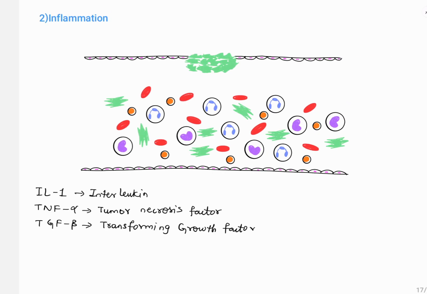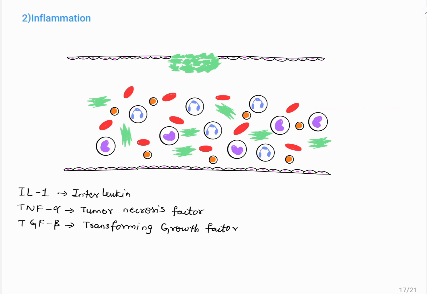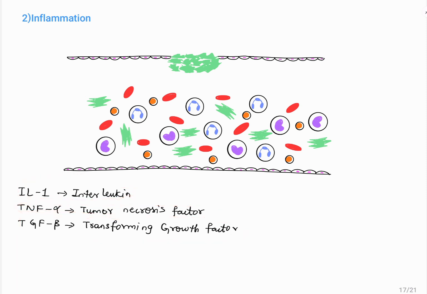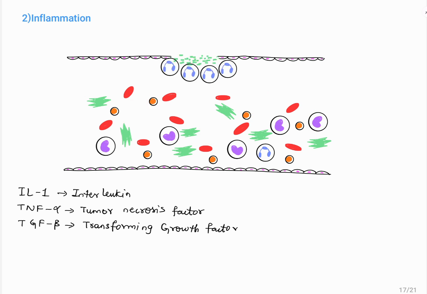Now let's come to the second phase of wound healing, which is inflammation. In the process of inflammation, the injured tissue and platelets release specific factors like interleukin 1, tumor necrosis factor alpha, and transforming growth factor beta. These factors attract the neutrophils, which are the cells of first line defense. These neutrophils cause the phagocytosis of the temporary platelet plug and lead to the formation of debris. By this, the remnants of the phagocytosis will remain at the site of wound.